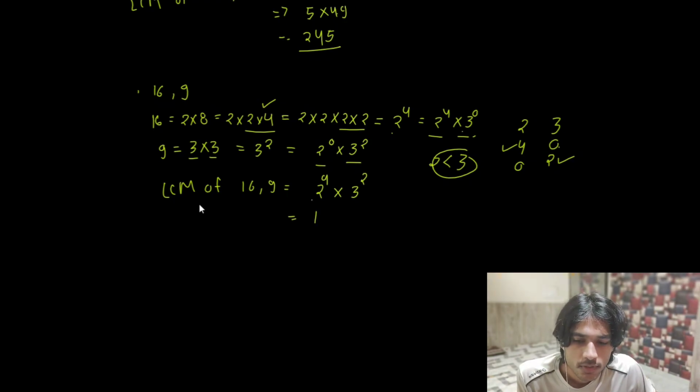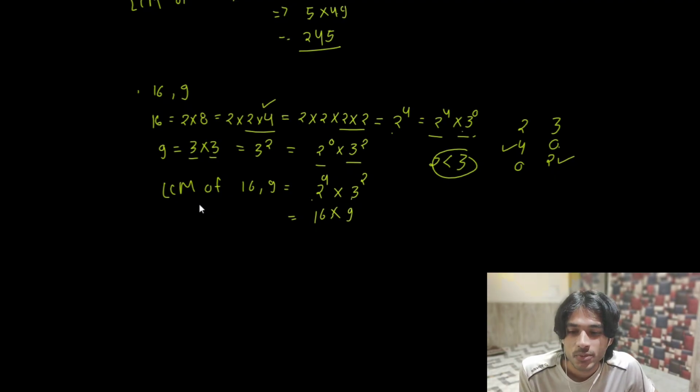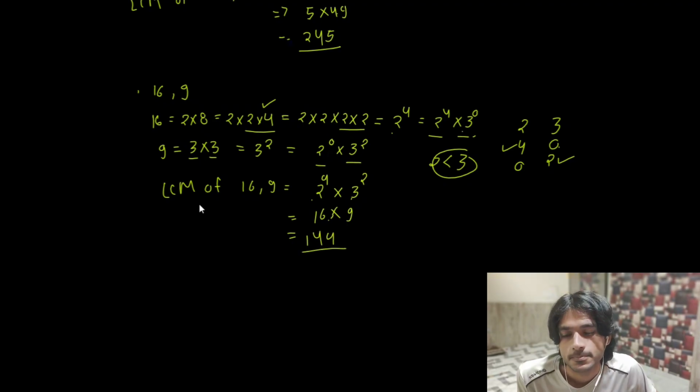So 2 fours are 16. 3 twos are 9. Okay. 2 to the power 4 is 16 and 3 to the power 2 is 9. Then 16 multiplied by 9: 6 nines are 54, 9 ones are 9, 9 plus 5, 14, so 144. So this is the LCM.